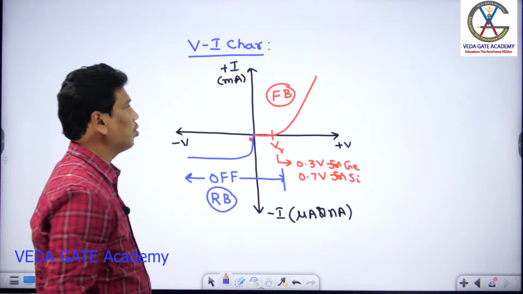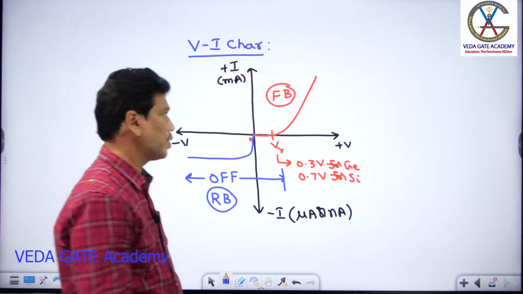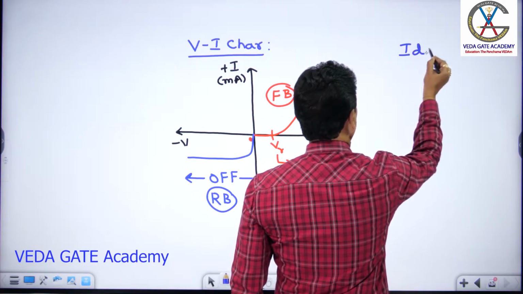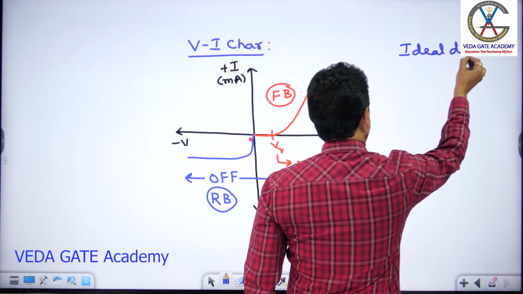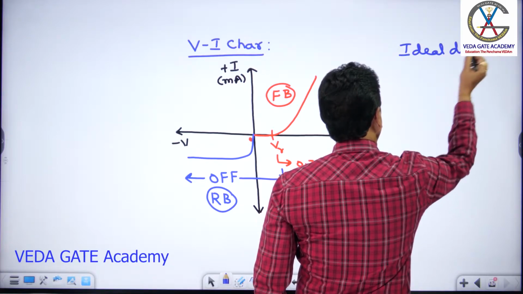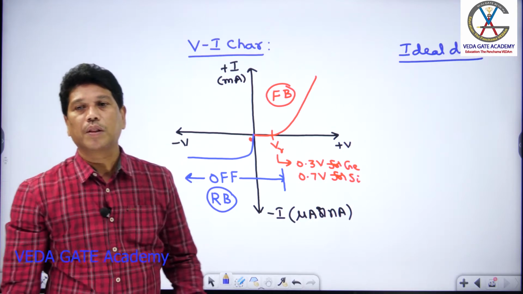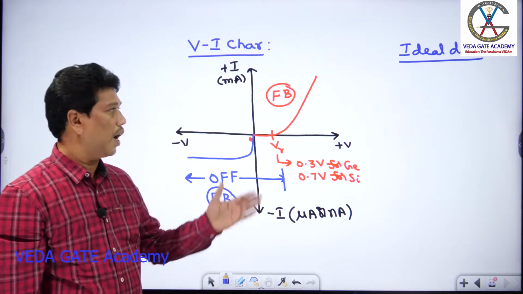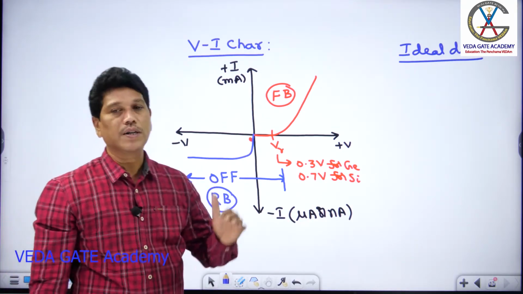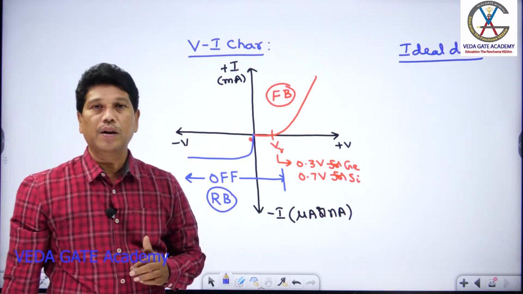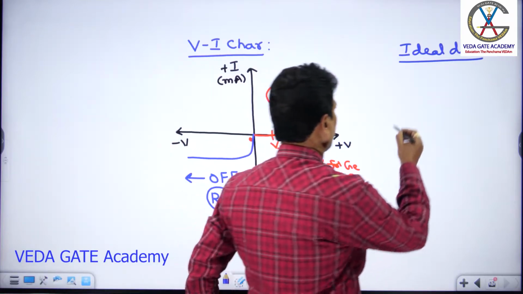Okay. So this is the practical case I discussed. If you go for an ideal diode, the barrier effect is 0. In the case of an ideal diode, the barrier effect should be 0, and the current conduction starts immediately from 0 volt. So a diode is said to be ideal if it acts as a perfectly closed switch in forward bias.